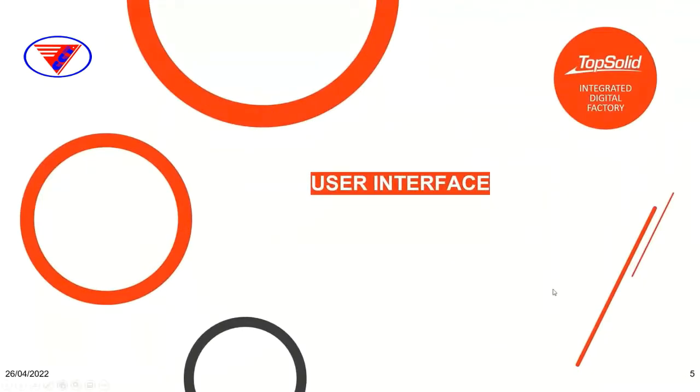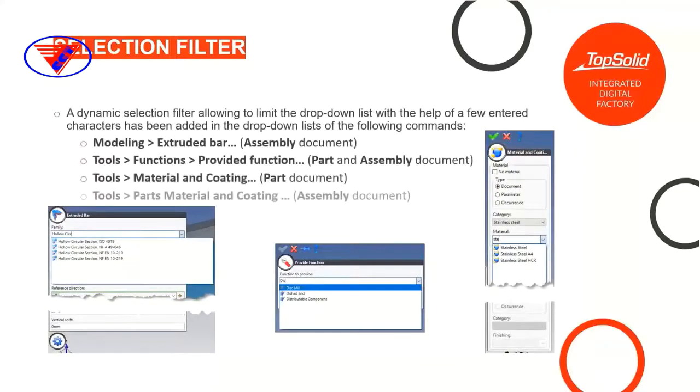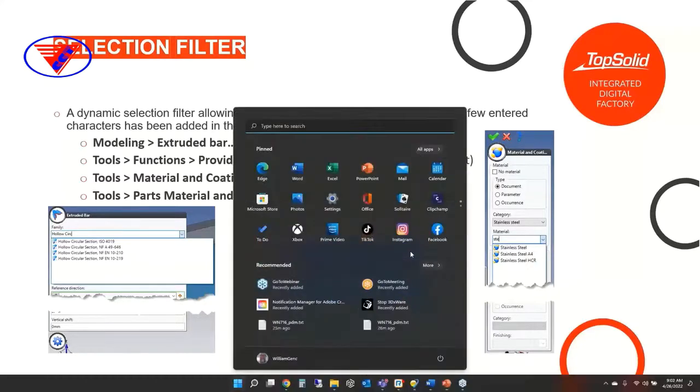With regards to the TopSolid user interface, we've made a couple of small improvements this year. The first one has to do with the dynamic selection filter. We've added this dynamic selection filter in the extruded bar command, in the provided function command, and the material encoding command, both in the part document and in the assembly document. I figure the best way to show you how this works is to just do it live.